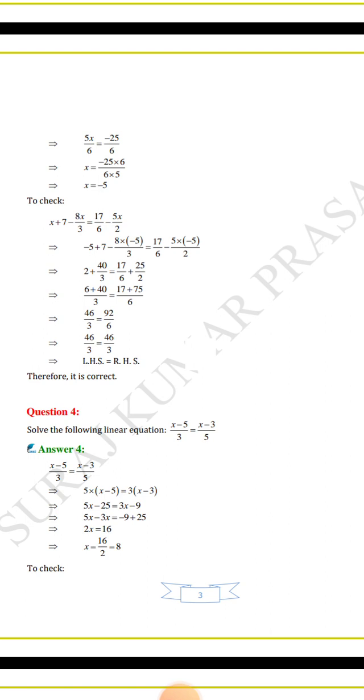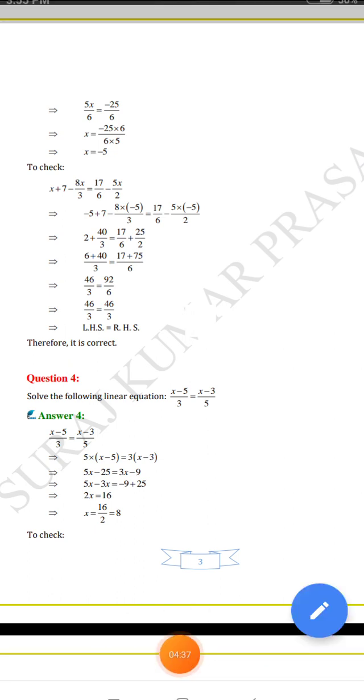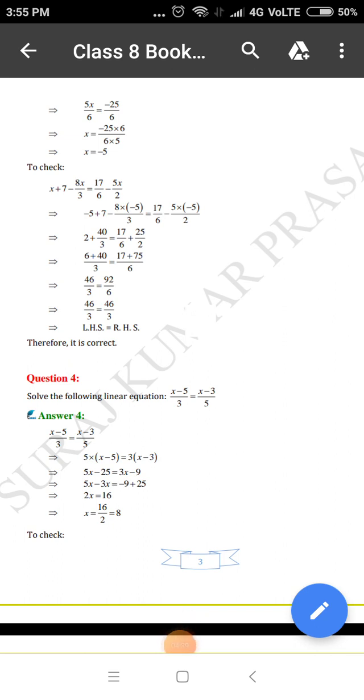x plus 7 minus 8x by 3 equals 17 by 6 minus 5x by 2. Substituting, minus 5 plus 7 minus 8 into minus 5 by 3 equals 17 by 6 minus 5 into minus 5 by 2. Then we get 2 plus 40 by 3 equals 17 by 6 plus 25 by 2. Then we get 6 plus 40 by 3 equals 17 plus 75 by 6.